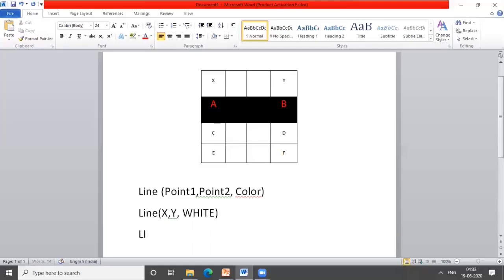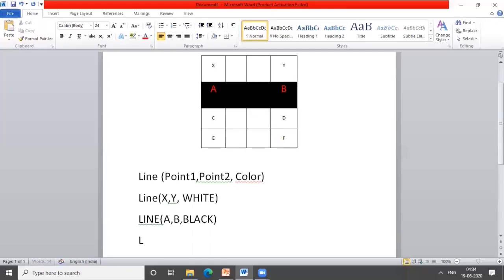Then the second command, again it will be a line command. Okay, so line, draw a line between pixel A and B. Then what is the color of this line? It is black. Then similarly, which will be the next command? Again a line command. Okay, we want a line between points C and D.